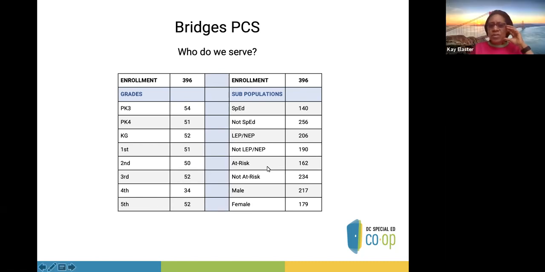Bridges is a pre-K. Can you all hear me? I decided to sit outside, but I don't know if the noise of the waterfall is interfering with the sound. Can you hear me? Yes, we can hear you.